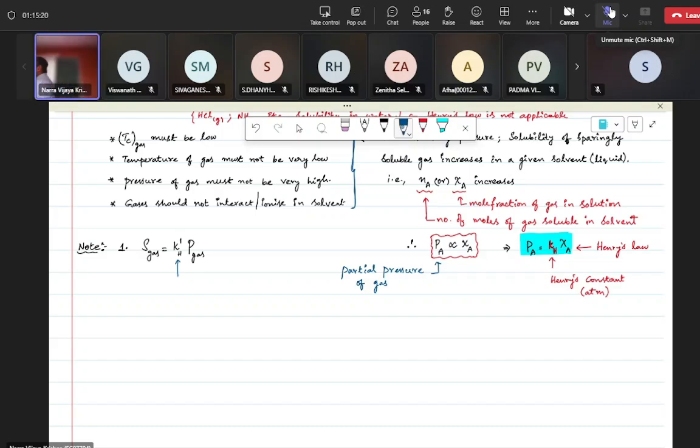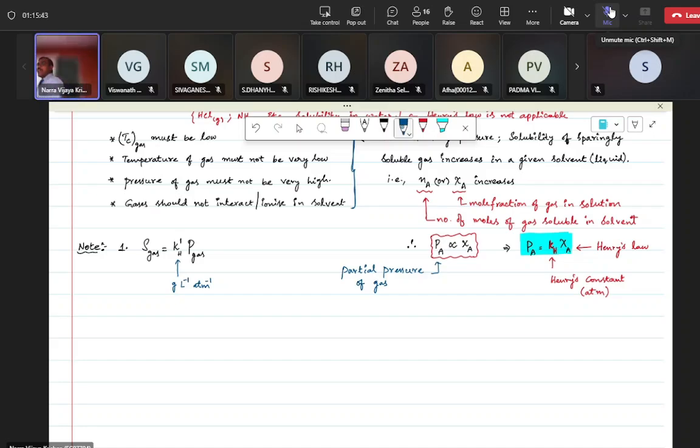Now tell me what are the units of Henry's constant in this? What are the units of solubility? Moles per liter. What are the units of pressure? Atmosphere. Then what are the units of KH? Moles per liter per atmosphere. Any questions, sir? Or can I write gram per liter per atmosphere? Can I write it or not?